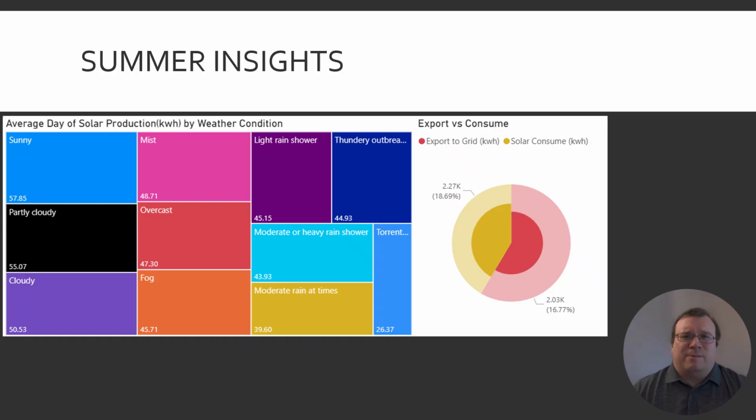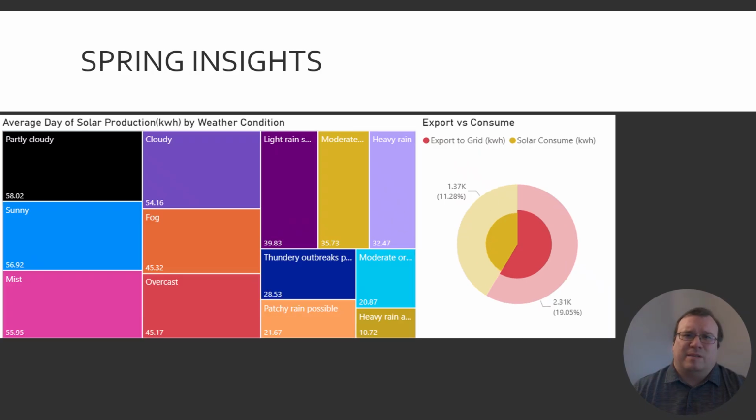Now with Power BI, we can get some insights by clicking on the charts. By clicking on the summer season slice of the pie, we can see the household consumes more of the solar versus exporting to the grid. Sunny and partly cloudy days produce the most on average. By clicking on the spring season slice of the pie, we can see the household exports more than it consumes. Sunny and partly cloudy days produce the most on average.